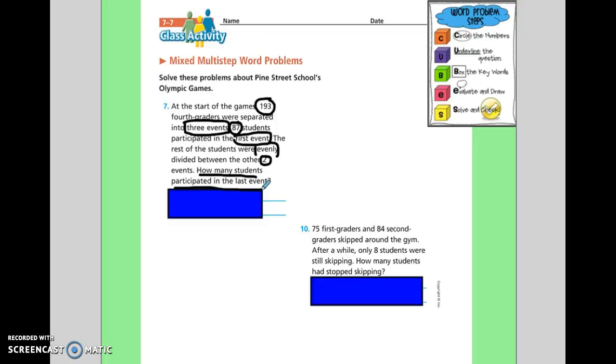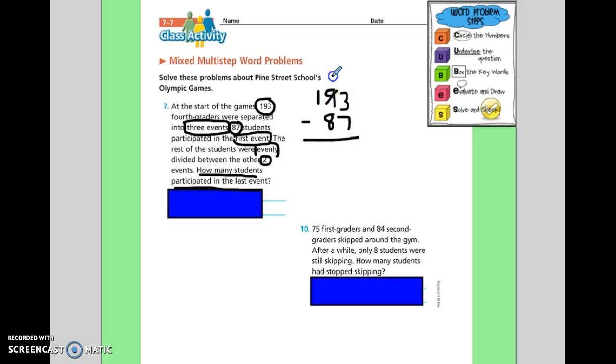Okay. So again, I know I had 193 students to start, and they were separated into 3 different events. 87 students participated in the first event. So we want to get rid of those 87 students because we're trying to get to the last event. So first I'm going to subtract. I'm going to say 193, and I'm going to subtract 87 because those are the ones who participated in the first event. And we're trying to get to who participated in the last event. So go ahead and subtract there.